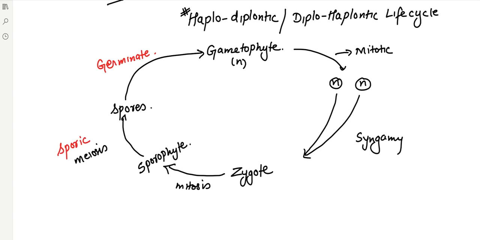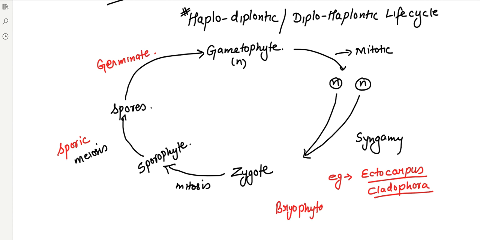Now, let us first talk about examples here. So, we'll see examples of algae like Ectocarpus, which will be coming in this category. We'll be talking about algae like Cladophora, which will be coming in this category. Now, leaving Ectocarpus and Cladophora, we are going to see two important examples here: the bryophyta, okay, and the pteridophyta.